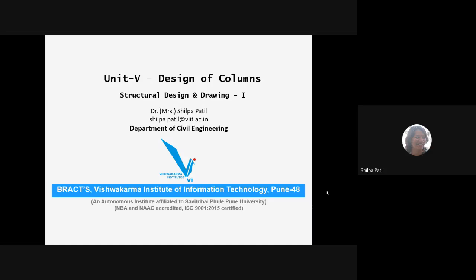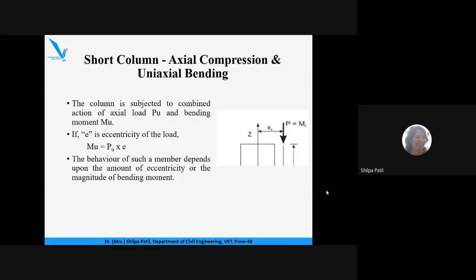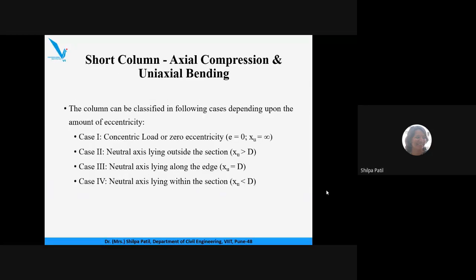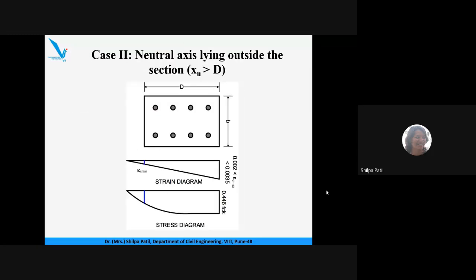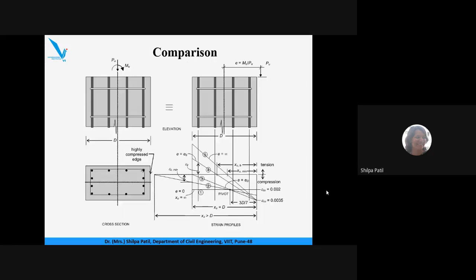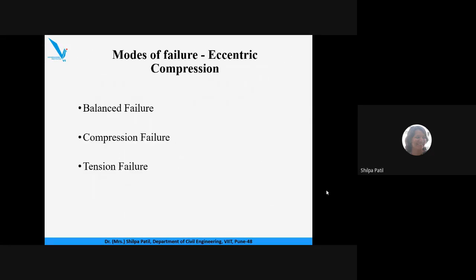So yesterday we have seen one numerical example for design of axially loaded column, and we also started the introduction for the design of columns which are subjected to uniaxial bending. Regarding that, we discussed the concept of axial compression and uniaxial bending. We also discussed the four different cases which occur depending upon the amount of eccentricity for the analysis of these kinds of columns. We discussed the strain diagram and stress diagram for each case yesterday, and then we also discussed the modes of failure in case of eccentrically loaded columns.